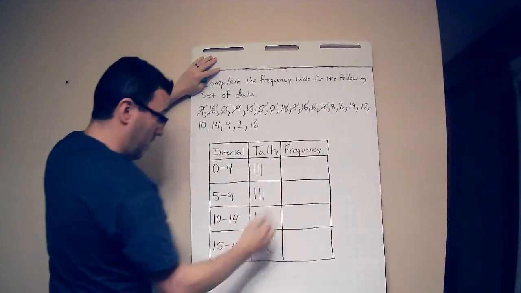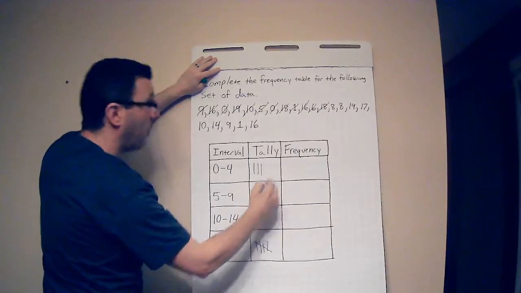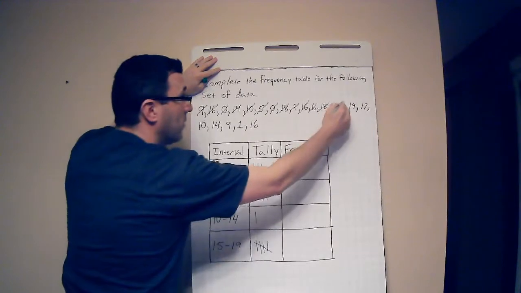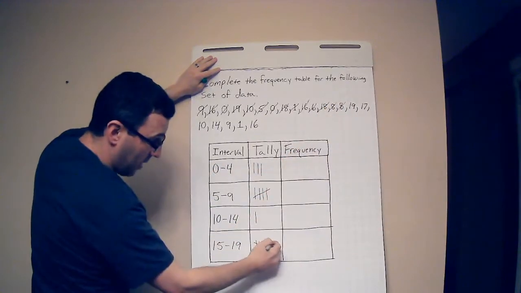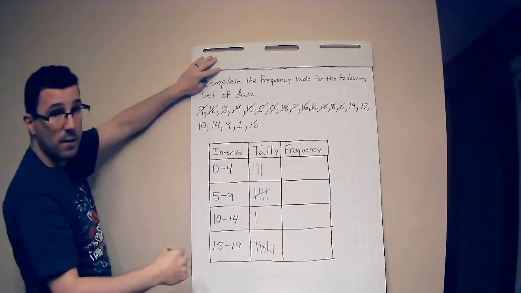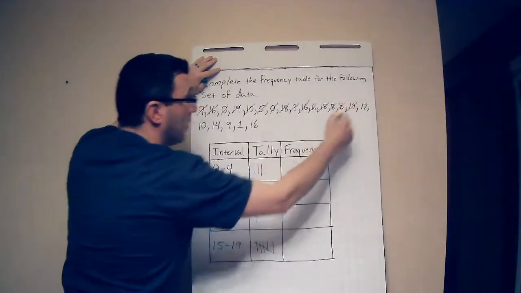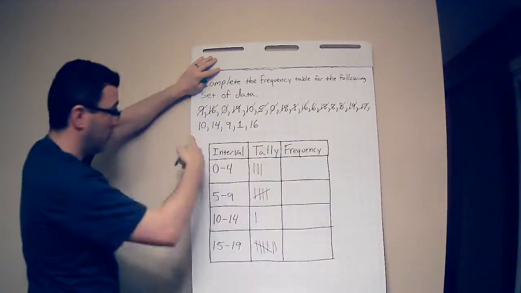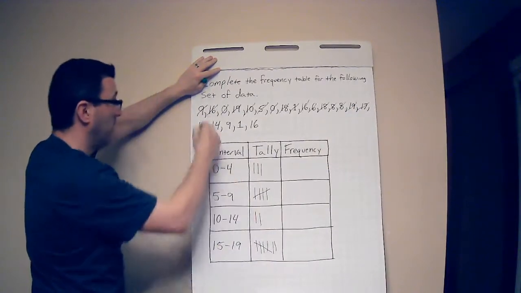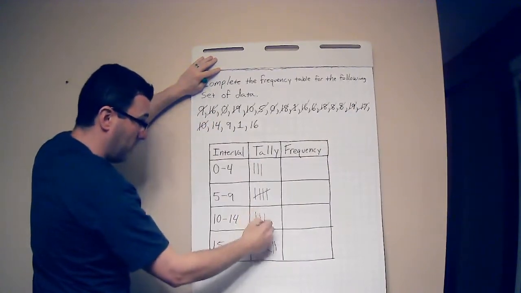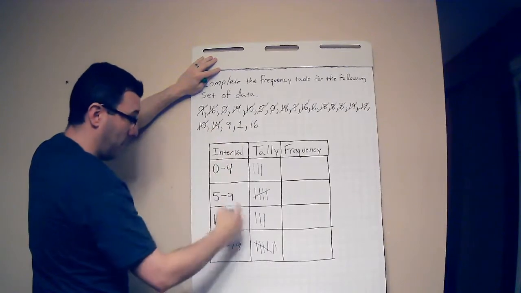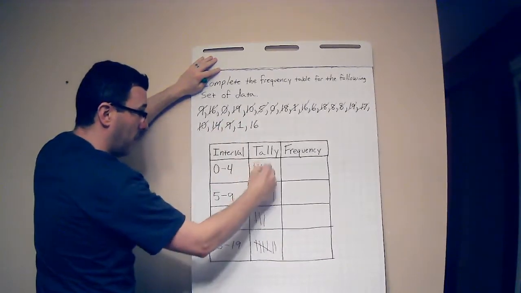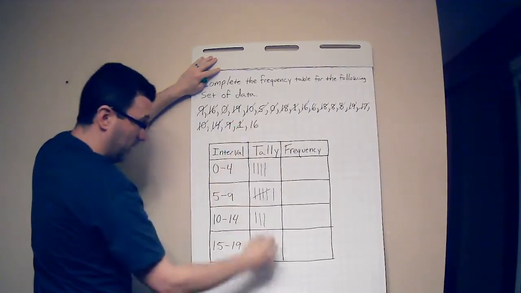Okay? 8. Another 8. There's our little cross. 19. So now I'm going to start another set of 5. 17. Actually, 10. 14, 9, 1, 16.